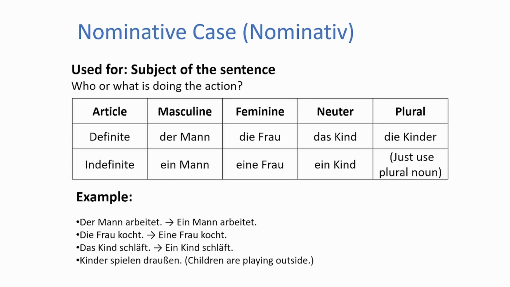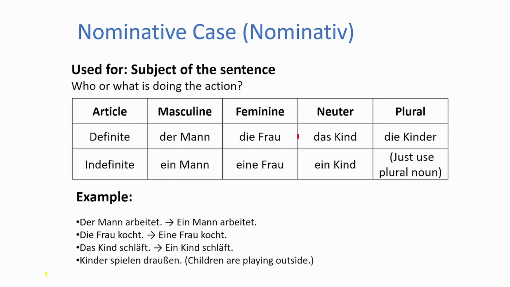First is the nominative case. This case is used for the subject of the sentence, which means who or what is doing the action. There are definite and indefinite articles. Definite articles, the, in nominative form: in masculine it is der Mann. Mann is masculine in German and that is why it is der Mann.